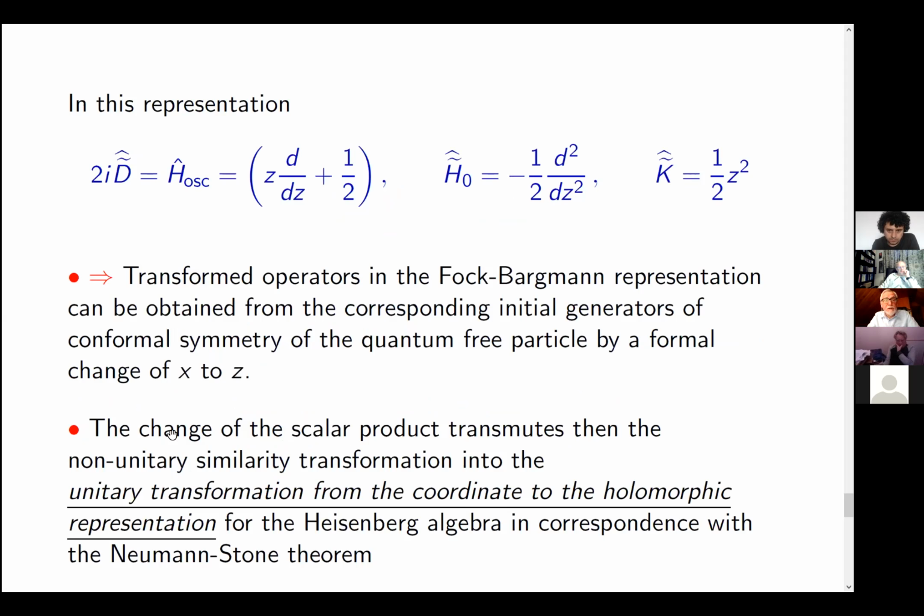And it is interesting that in this representation, the transformed dilatation operator, which corresponds to the Hamiltonian of the harmonic oscillator, takes such a form. And here you see the correspondingly transformed Hamiltonian operator of the free particle and the generator of special conformal transformations. Formally these operators have exactly the form of the corresponding operators for the free particle, but with x changed for z, and minus d over dx changed for d over dz. So the change of the scalar product transmutes the unitary similarity transformation into the unitary transformation from the coordinate to the holomorphic representation for the Heisenberg algebra. This corresponds exactly to the von Neumann-Stone theorem, which says that the representation of the Heisenberg algebra is unique up to a unitary transformation.